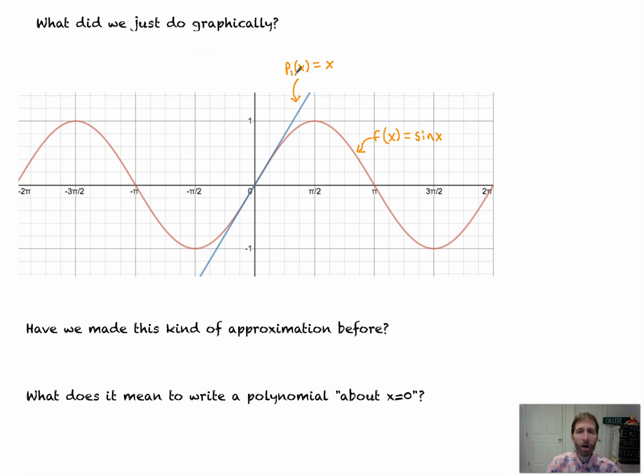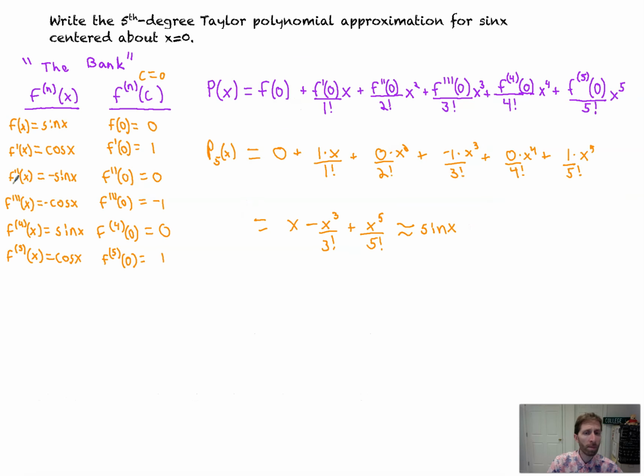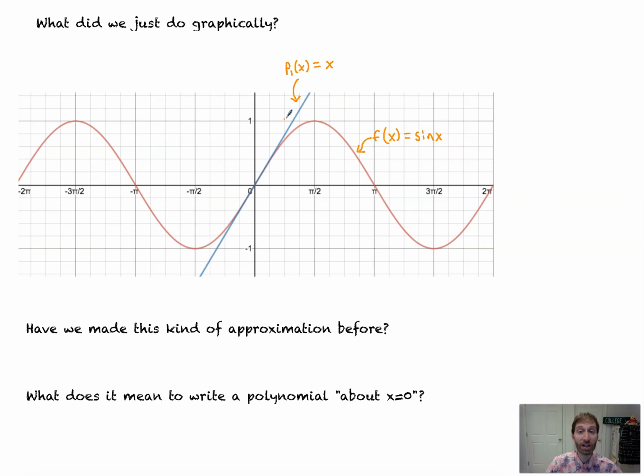So we started out with p sub 1 of x equals x. And again, I'll go back to the polynomial. That was just this part. P sub 1 would be the first degree polynomial only. And you've seen that before. That's a tangent line approximation.